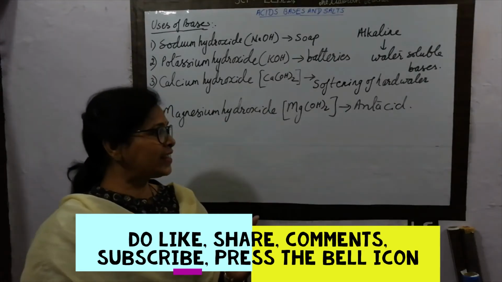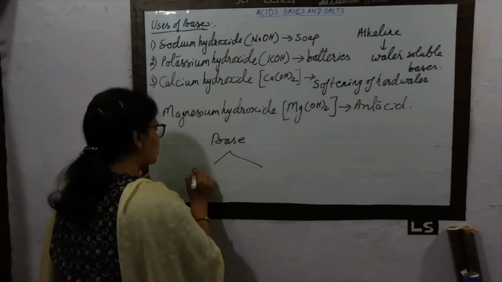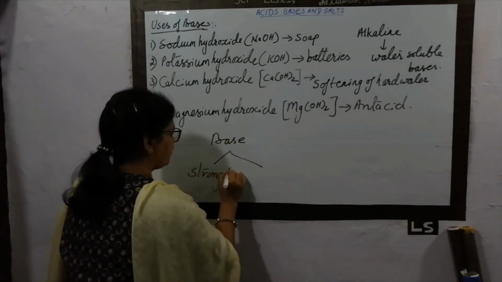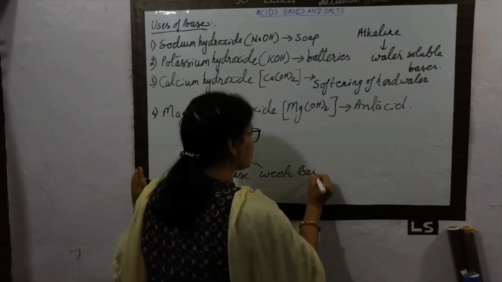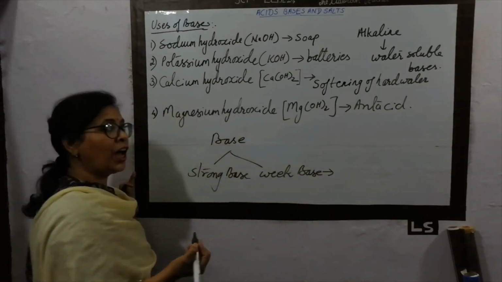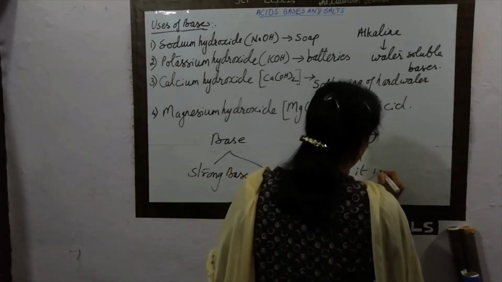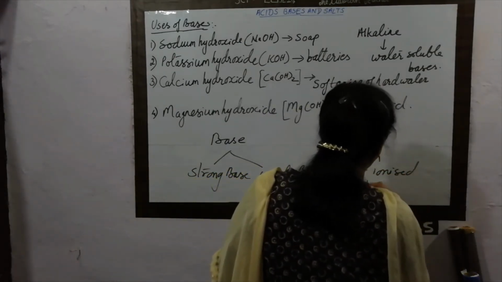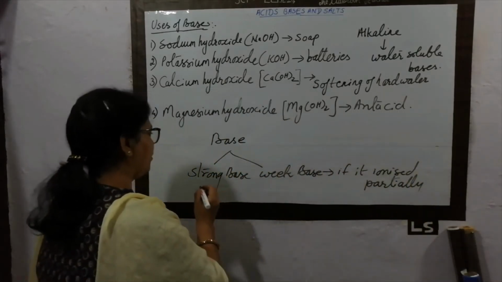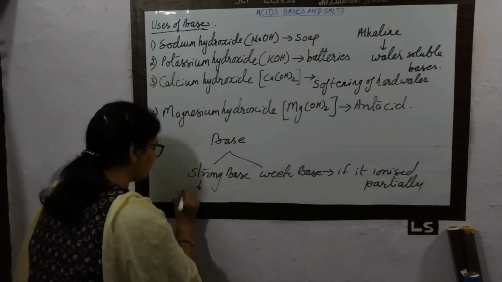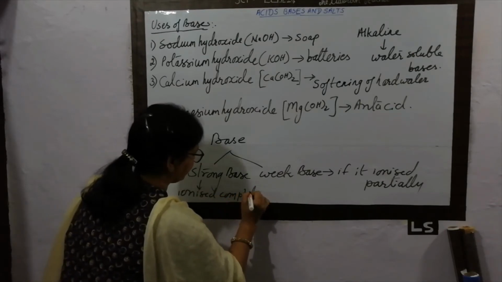One more thing, just like the acid, bases are also classified into two parts. One is called strong base and one is called weak base. How can we identify which is strong and which is weak? It depends upon the ionization capacity. If it ionizes partially, it means it is a weak base. But if it ionizes completely, then it means it is a strong base.